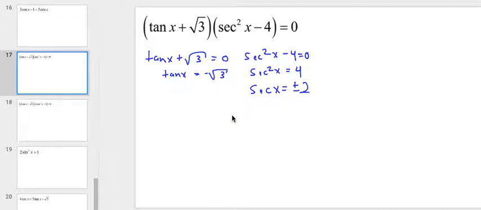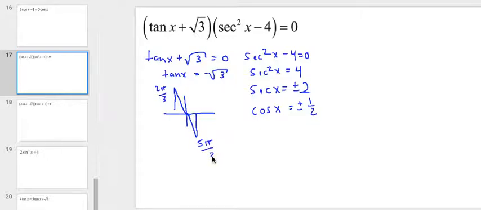Now we don't like secant as much as we like cosine, its reciprocal. So I'm going to take the reciprocal of both sides and get cosine x equals plus or minus a half. So the first equation, where does tan x equal negative root 3? Well, you should know, hopefully, that happens at the pi over 3 angles. And that means these are the tall triangles. And tan is negative in quadrants 2 and 4. So those angles are 2 pi over 3 and 5 pi over 3.